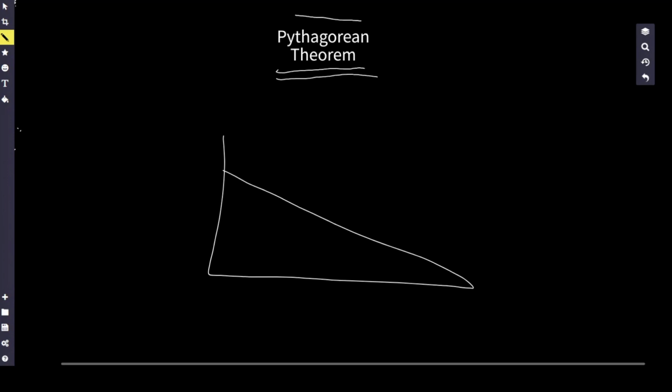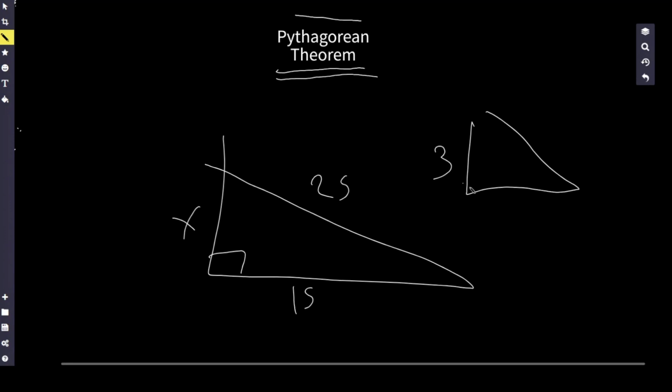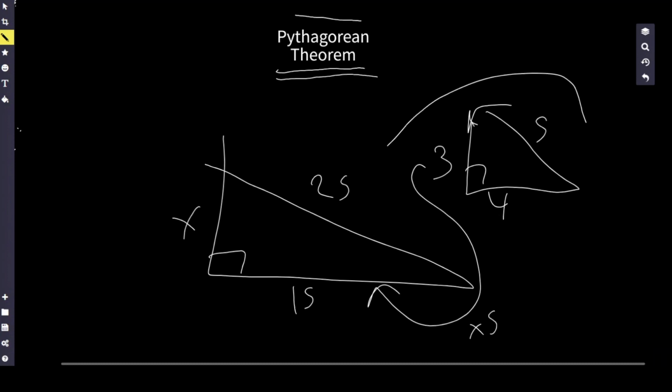Okay, so let's do a couple more practice problems. Let's say this is 15, and then this is 25. Now what's this? Well, just notice that this is just a scaled up version of a 3, 4, 5 triangle. We're scaling the 3 by a factor of 5. We're scaling the 5 by a factor of 5. So we're also going to be scaling the 4 by a factor of 5, so this should be 20.